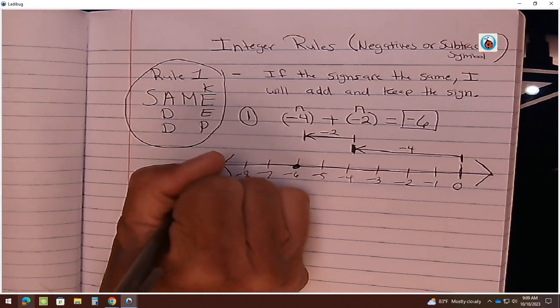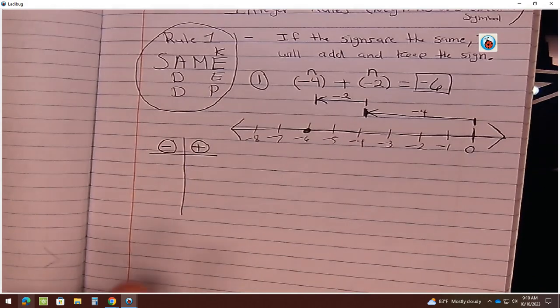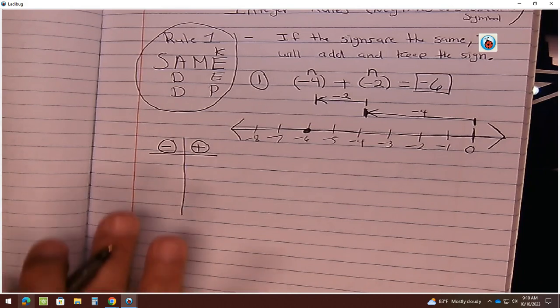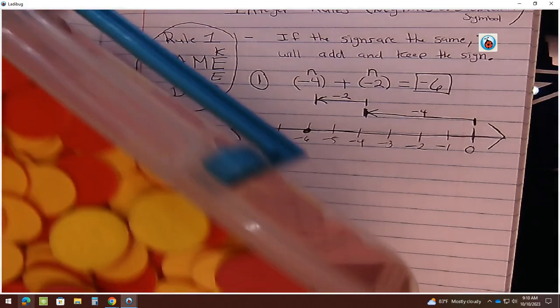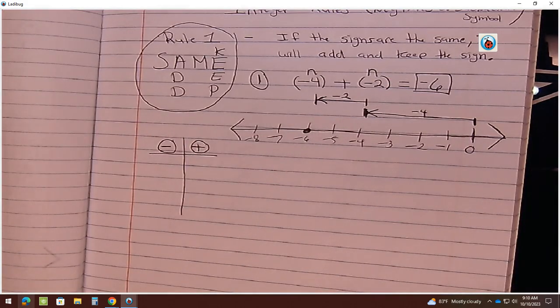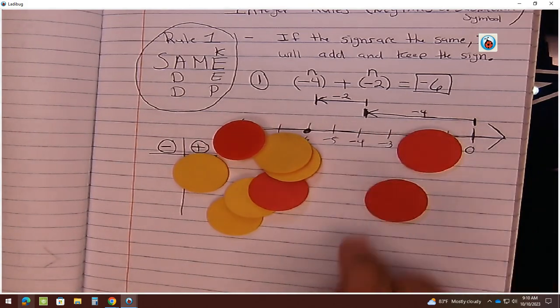Negatives and positives. This is called an integer chip table. Let me show you how this works, because you'll be using these later on too. These are integer chips. You see these? All the red ones are your negatives. Usually in math, the red one's negative.